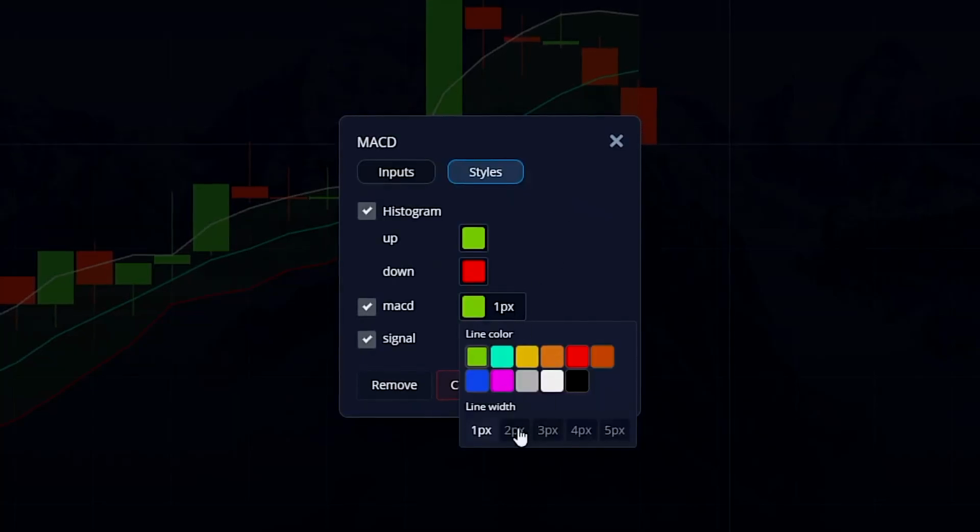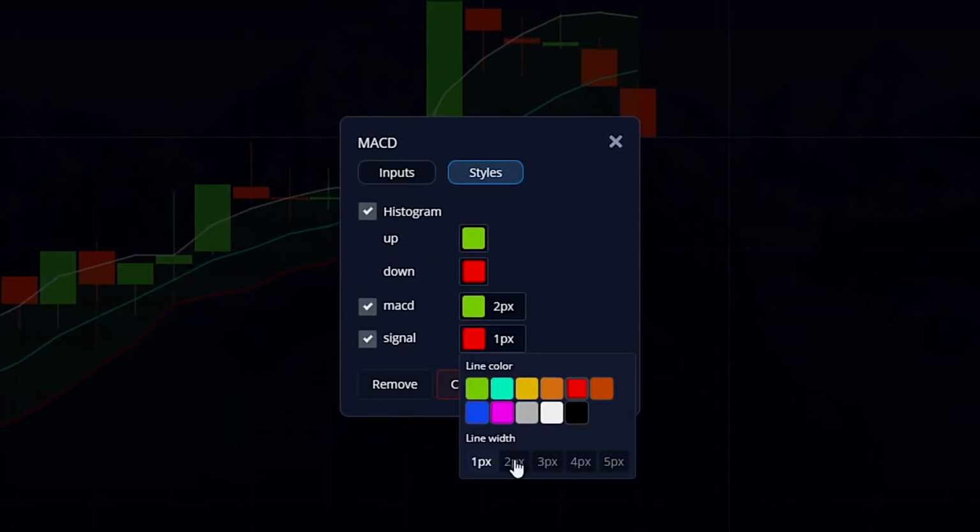Now the MACD. We're thickening the lines and tweaking the histogram colors. Make the up pink and the down green.